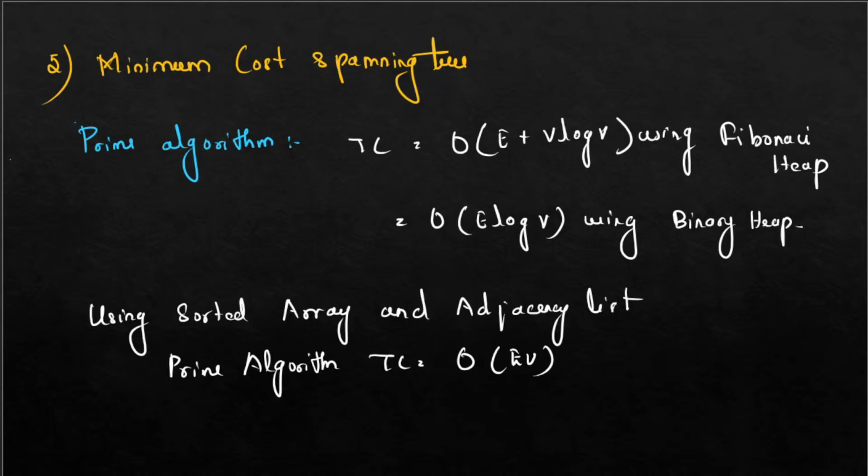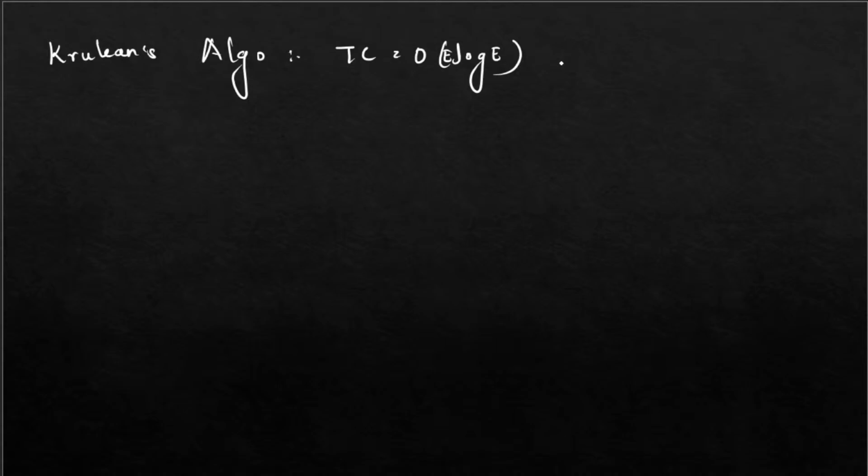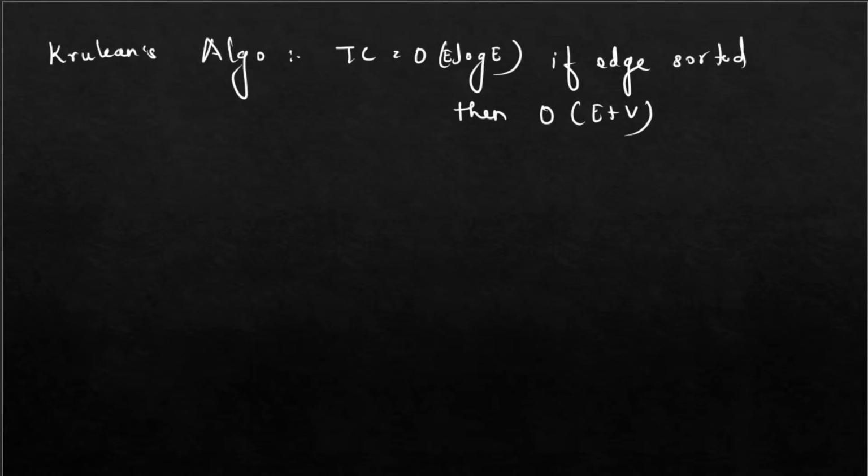Now let's talk about Kruskal's algorithm. So we have to sort the edges according to the weight, and then without creating a cycle we have to add them to the MST, right? So the time complexity for this is big O of E log E, and if already sorted, then big O of E plus V will be the case.